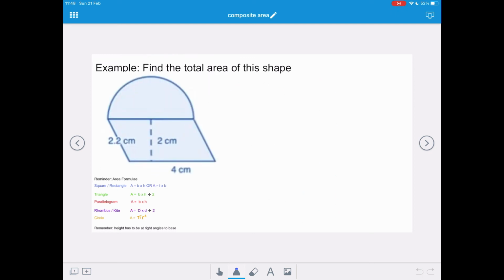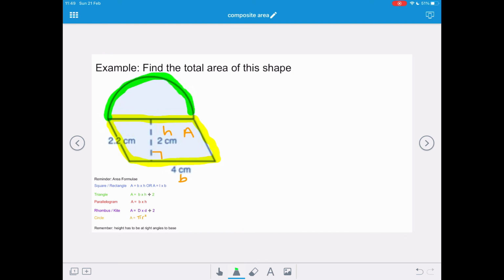Now in our final example, we want to find the total area of this shape. Now we can see at the bottom of the shape, we've got a parallelogram. And the formula for the area of a parallelogram is A equals B times H, where, if we remember, the height has to be at right angles. So the H that we're going to use in this shape is the 2 centimeters and the B is the 4 centimeters. And then at the top, we've got a semicircle.